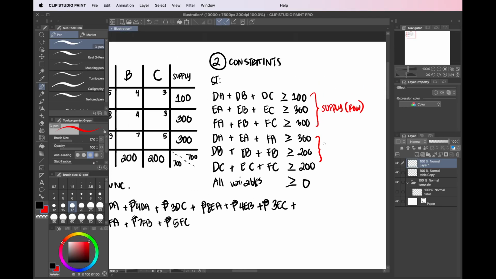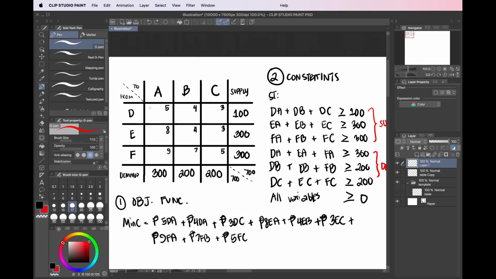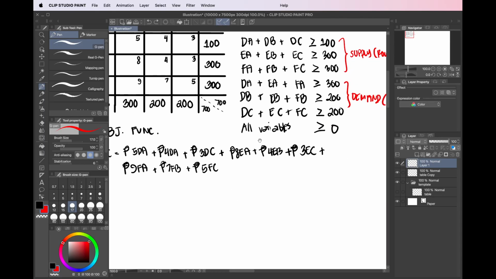So finally, we have our demand constraints, which is the column. Let's double check that. DA, EA, and FA. Then DB, EB, and FB. That is here. Then last is here. DC, EC, and FC. So everything's right.